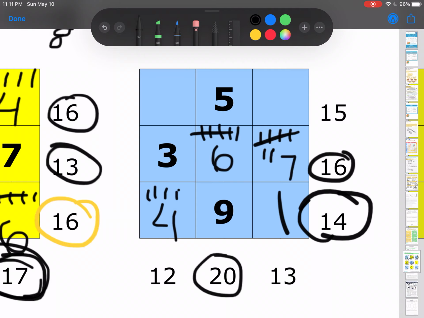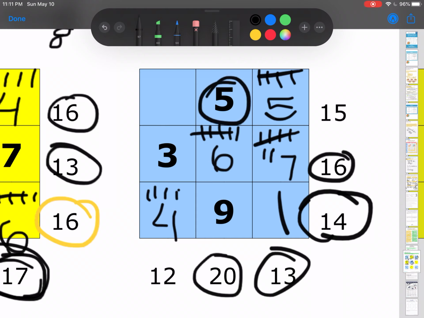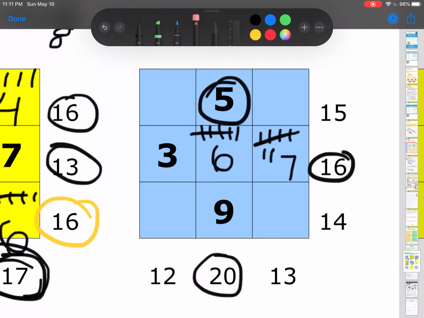7 plus 1, that's 8. I need to get to 13. So 8, 9, 10, 11, 12, 13. Uh-oh, that's a 5 here. But there's already a 5 here, so I can't do that. So I need to go through here and erase this. Alright, let's put my 1 somewhere else.